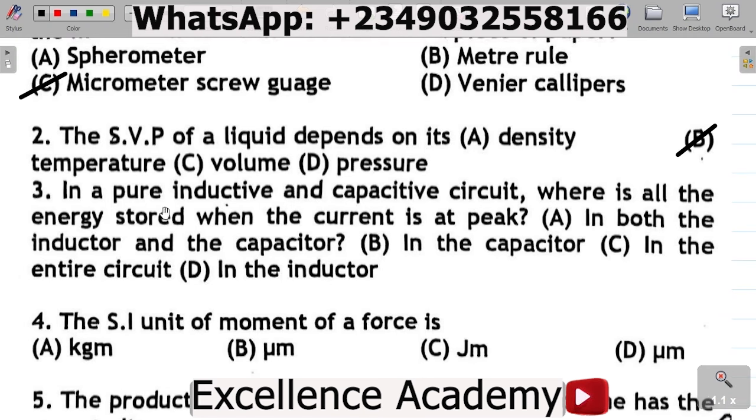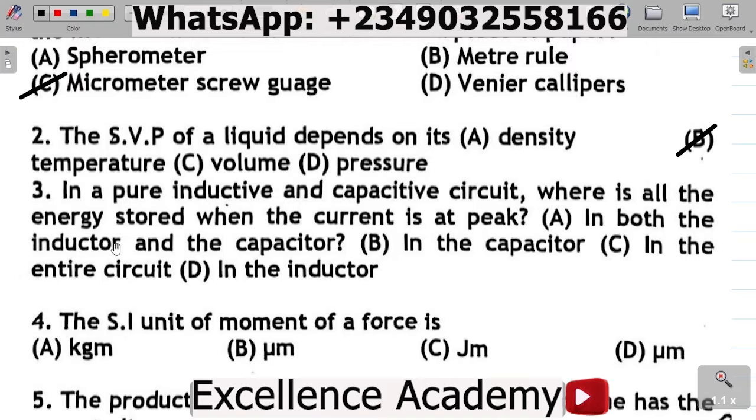Number 3, in a pure inductive and capacitive circuit, where is all the energy stored when the current is at peak? All right. You want to take note that they said when the current is at peak. That's the condition. A, in both the inductor and the capacitor. B, in the capacitor. C, in the entire circuit. D, in the inductor. So this is a question under AC circuit, all right?